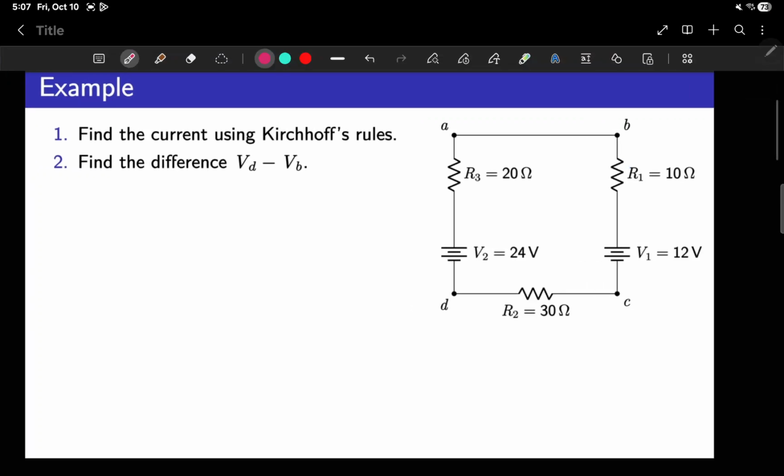Alright guys, so here we have a circuit. It has 3 resistors and 2 batteries. And we're being asked to find the current flowing in the circuit. And we're also being asked to find the difference in potential between 2 specific points on the circuit. In this case, the points are point B and point D.